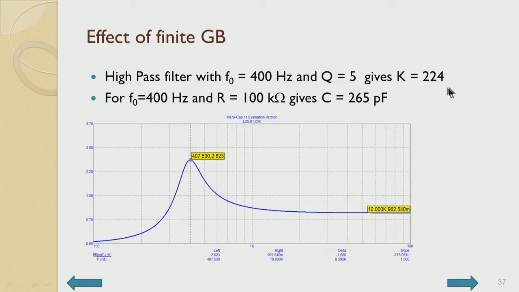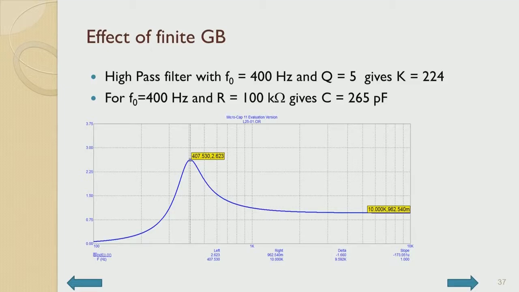K becomes the same as before, because Q is equal to root of 1 plus K divided into QP, which is 1 by 3. So, we get the same: square root of 1 plus K is equal to 15, 15 squared is K plus 1, so K is equal to 224. F naught is equal to 400 hertz, R equal to 100 K gives C equal to 265 picofarads. The circuit is ready and you can simulate that.